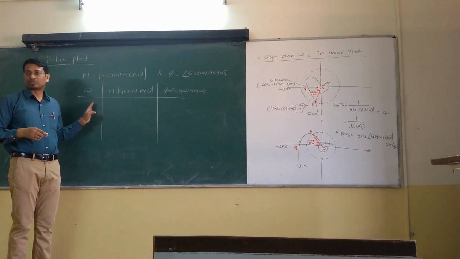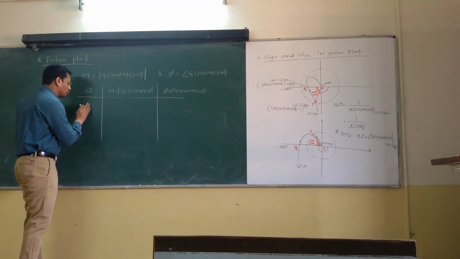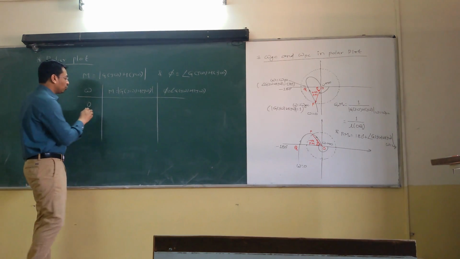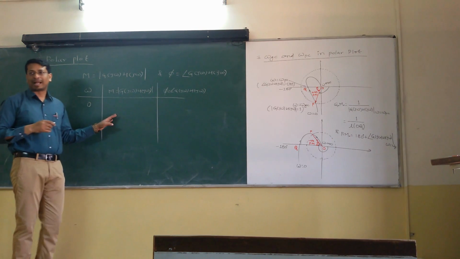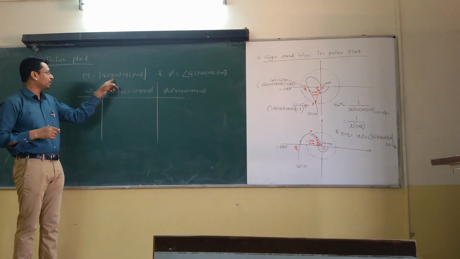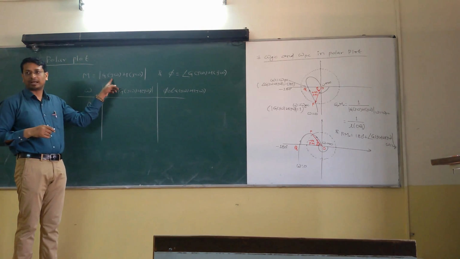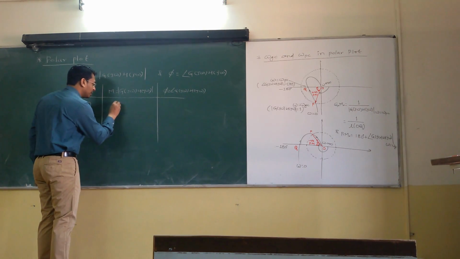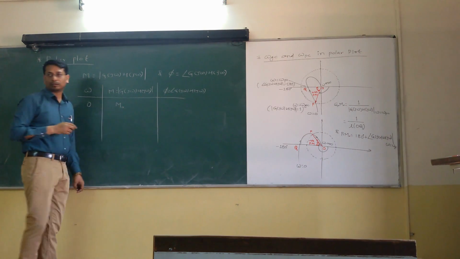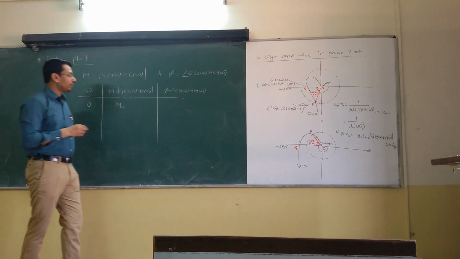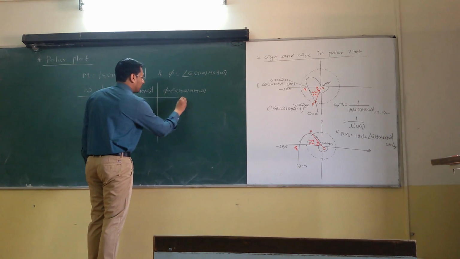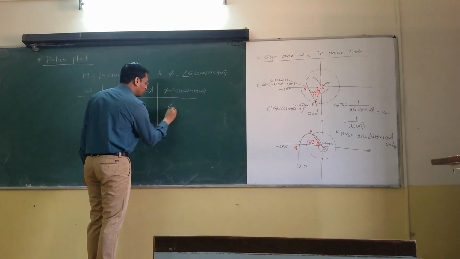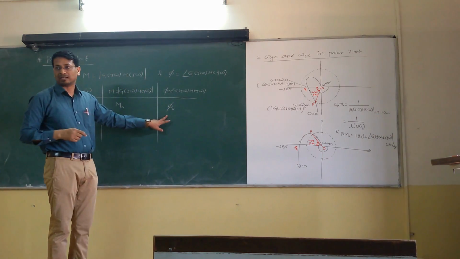So we are going to start with omega equal to 0. Correct? So if omega is equal to 0, you will calculate the magnitude by putting the value of omega equal to 0, and you will get some magnitude. I am going to name that magnitude as m0. Again, we will find the angle phi, and I am going to name this phi 0.